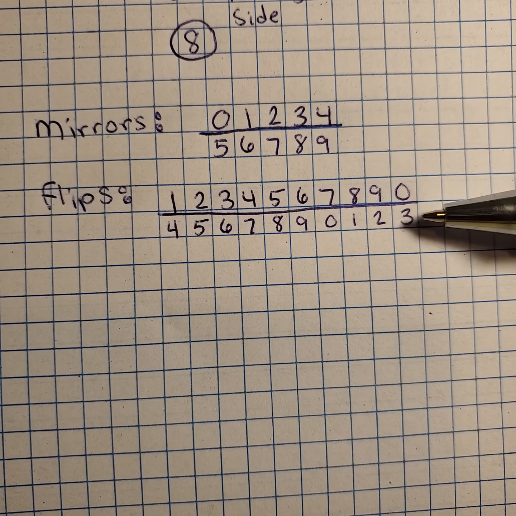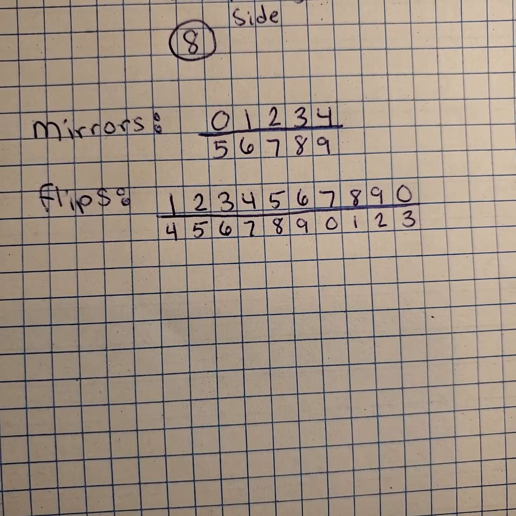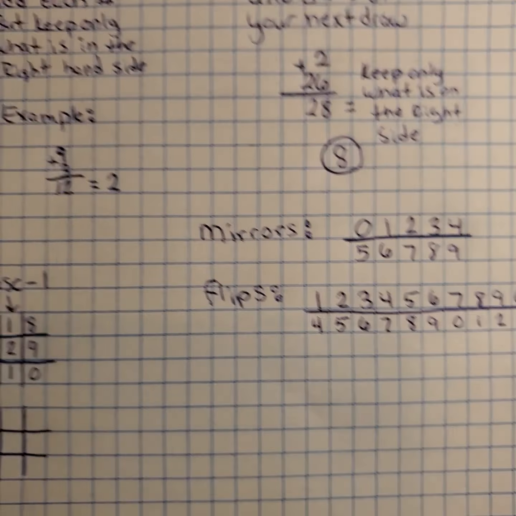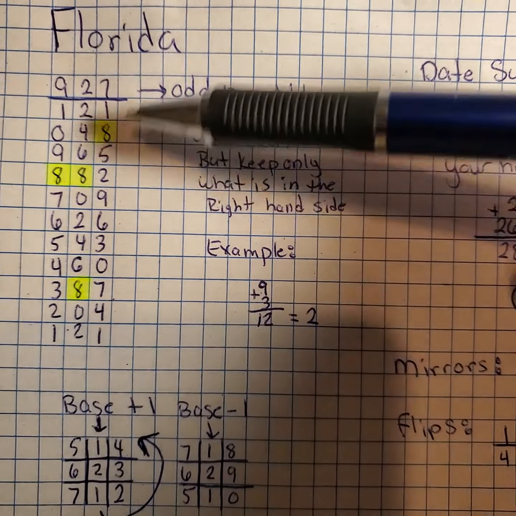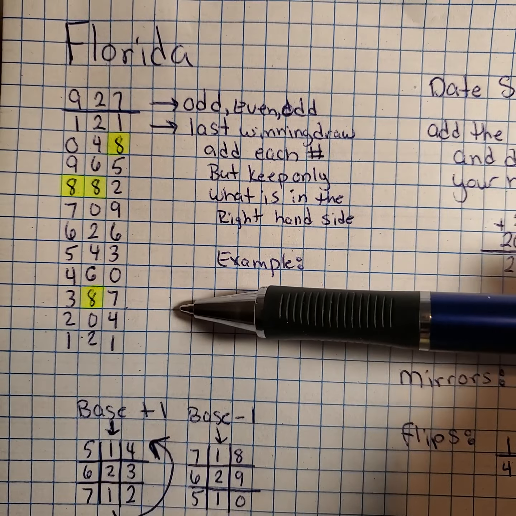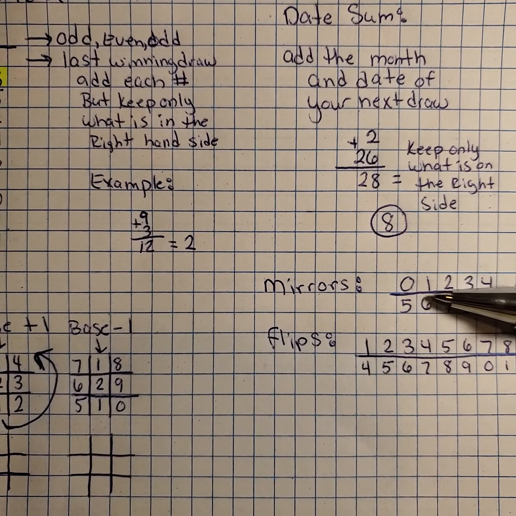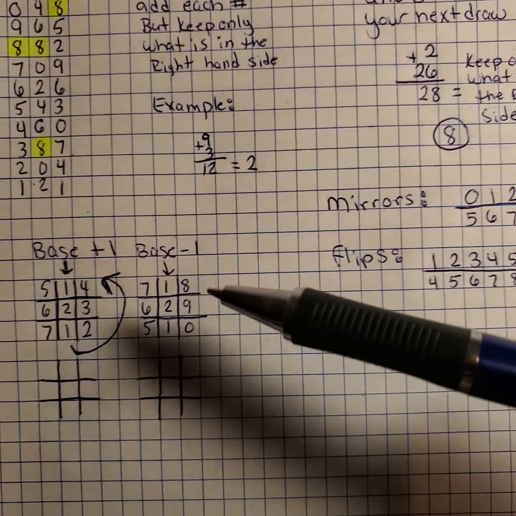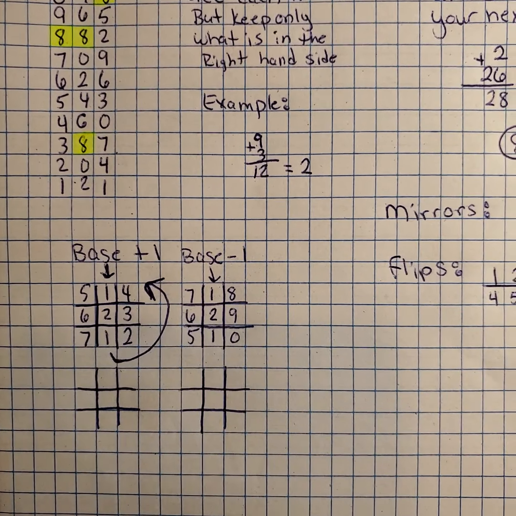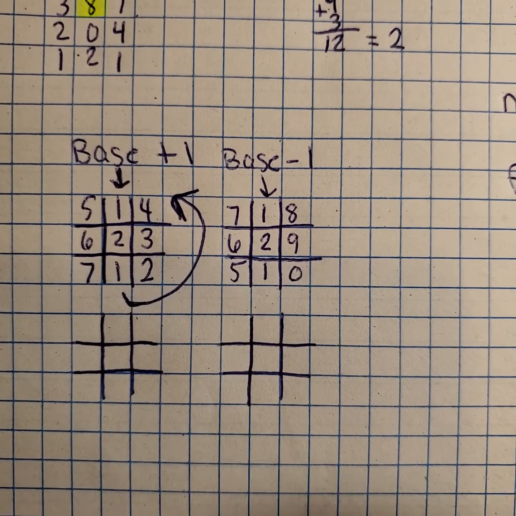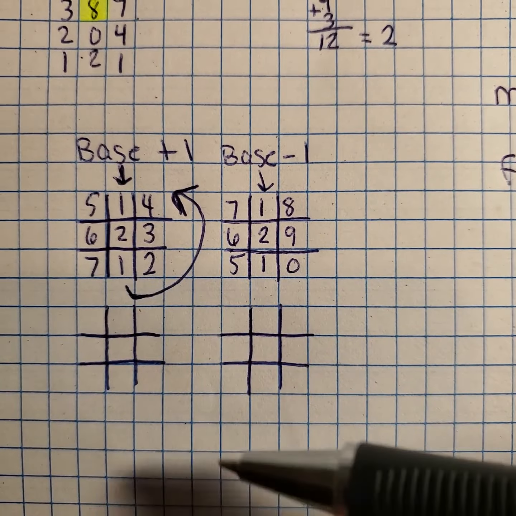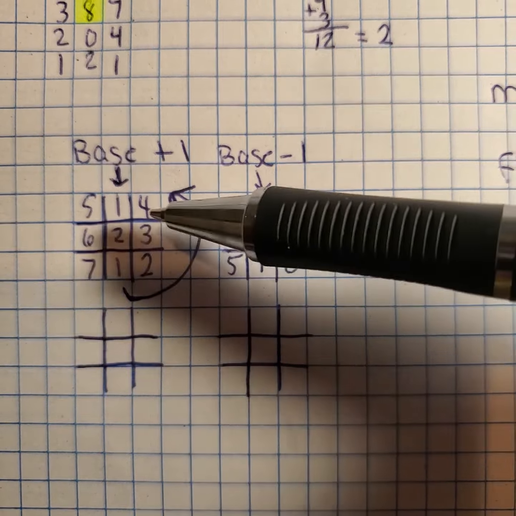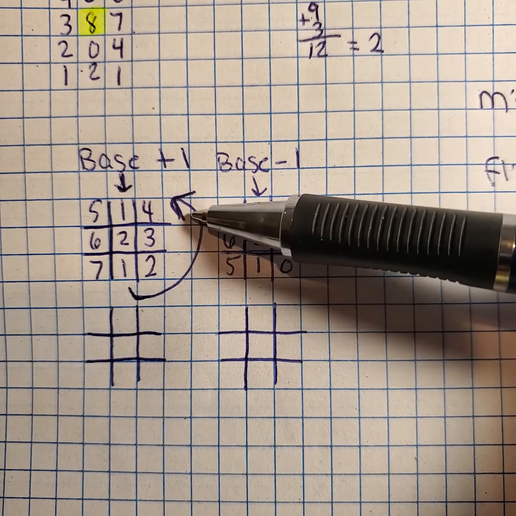For me personally, I don't use flips when it comes to checking these particular things here. I find it simpler and easier just to use mirrors because that's going to help me better. But you can use flip numbers for your tic-tac-toes, and I'll give you an example in just a moment. But what we'll do here is cover over this with the base +1 tic-tac-toe.